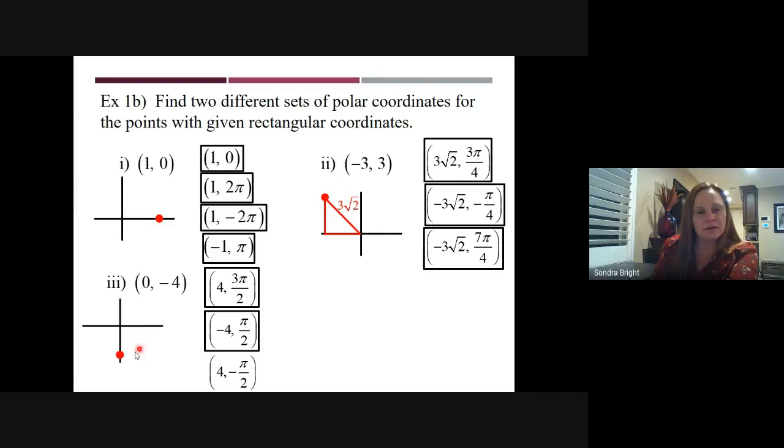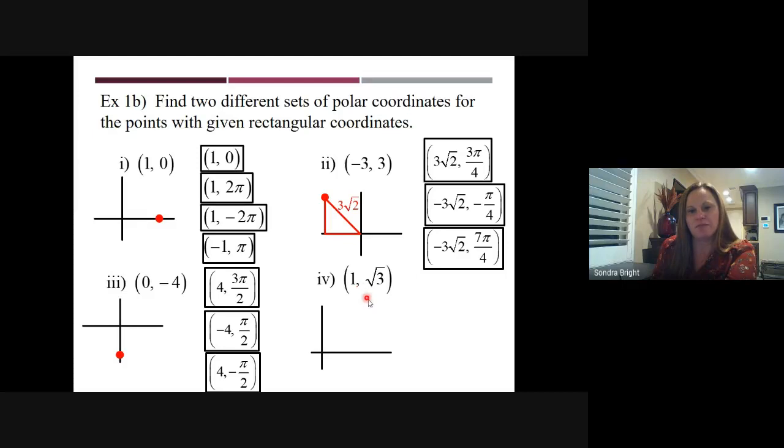I could have gone clockwise, negative pi over 2. The r is 4. And what else could you have done? You also could have gone all the way around and then added another 3 pi over 2. There's lots of ways. All right, 1 comma rad 3 means you are in quadrant 1, 1 unit over, rad 3 up.